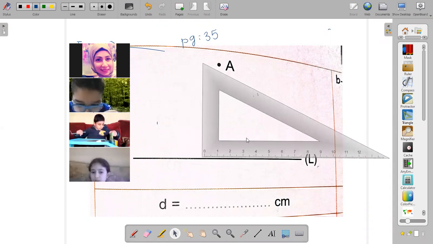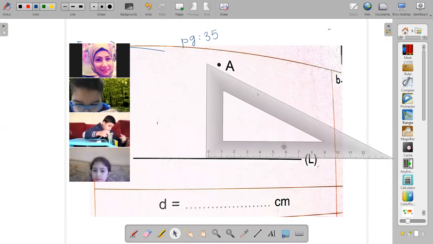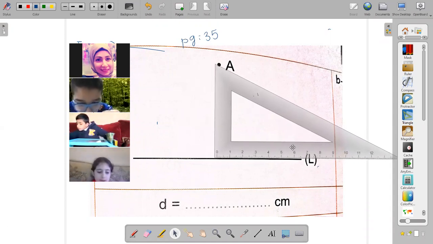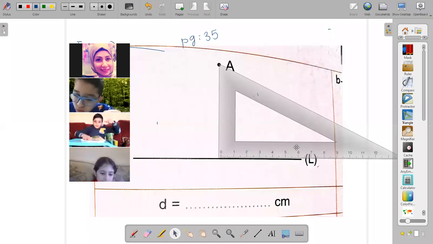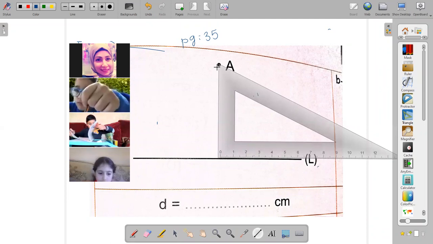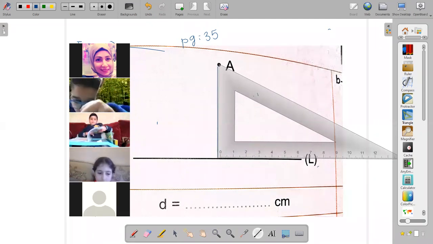Then I move it till I reach which point? A, bravo. So I stop and I draw the perpendicular line. It's like this. Right angle. Then you have to draw the right angle because they are perpendicular, okay?